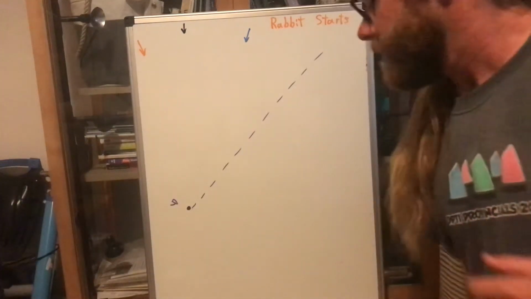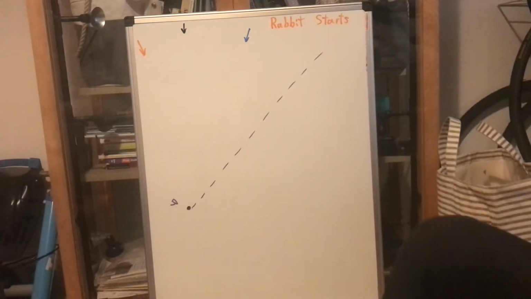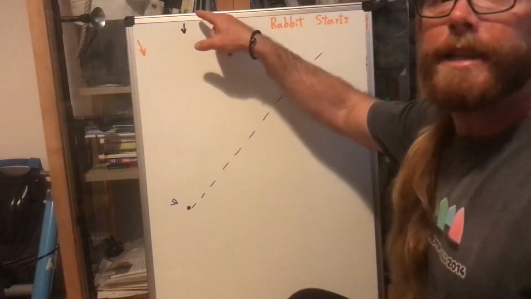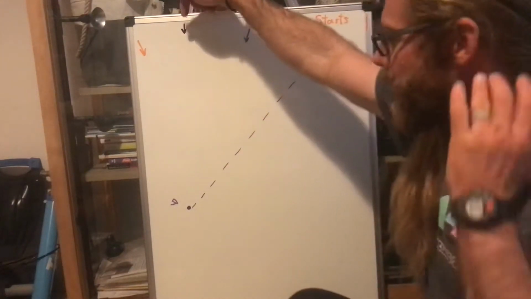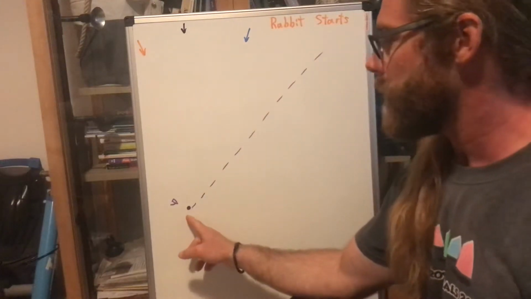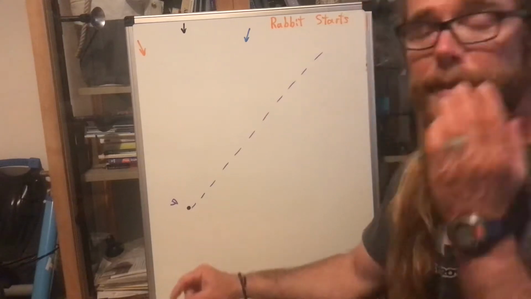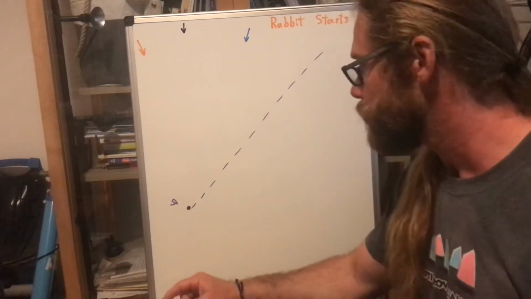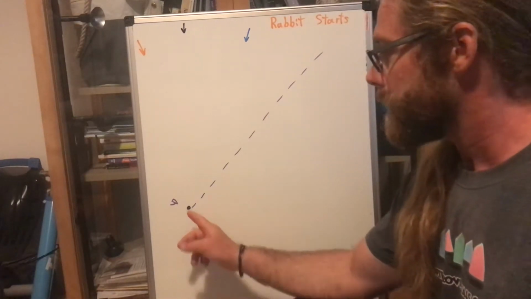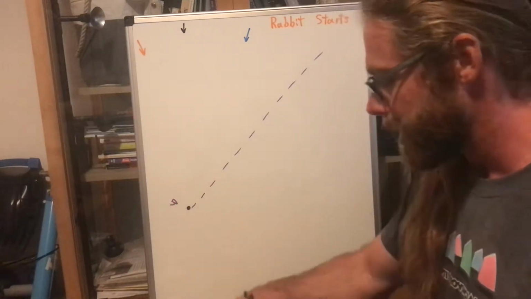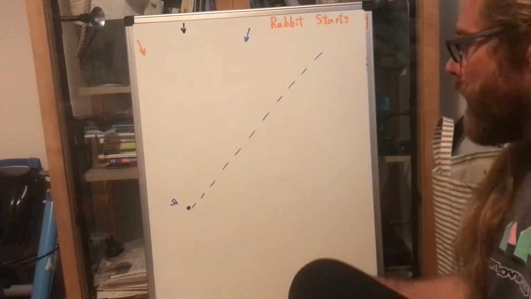All right, I want to look a little bit at rabbit starts. To start us off, we've got our wind in the middle direction, so this black arrow here, and we've got a mark. Usually you have a mark for the rabbit to round, but sometimes we can try rabbit starts without the rabbit rounding anything. This is a nice way to make it slightly more simple.